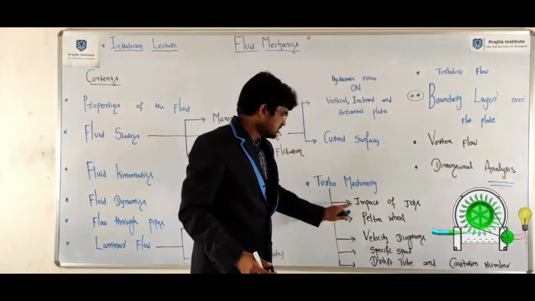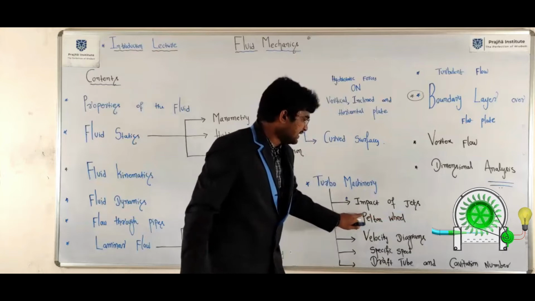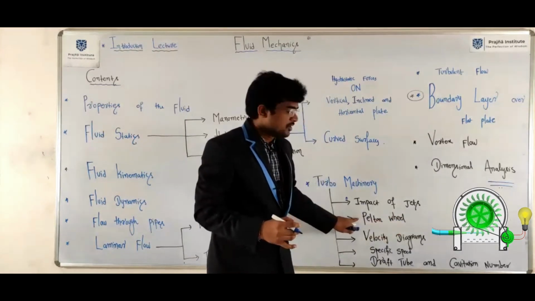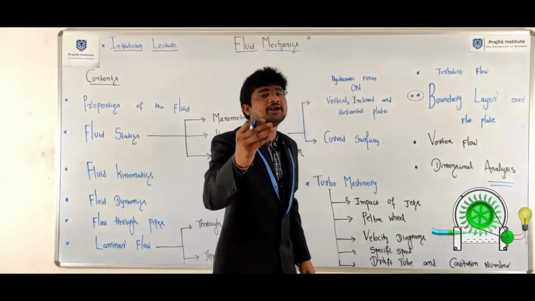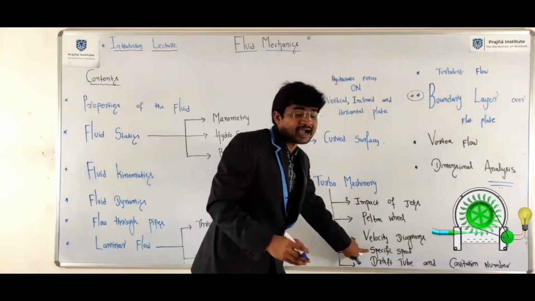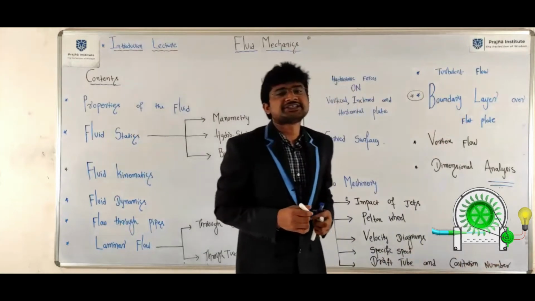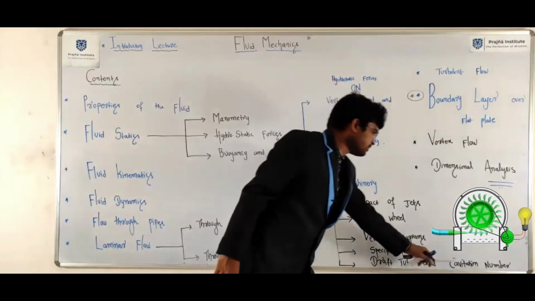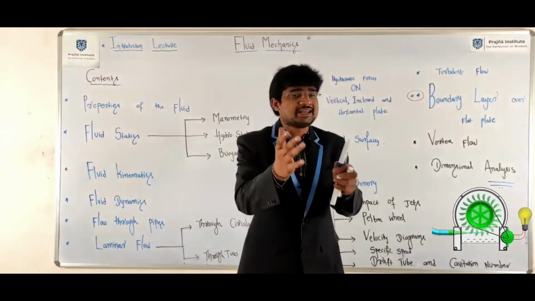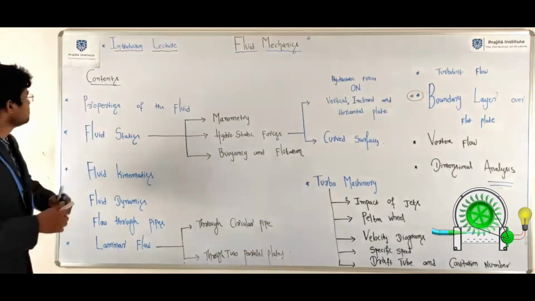In this, you should become an expert in impact of jets, Pelton wheel, how to draw velocity diagrams for Pelton wheel, Francis, Kaplan, and propeller turbine. Next, specific speed, concept of specific speed, draft tube, finally cavitation number. Total vapor pressure concept will come to explain cavitation and finally cavitation number. First, let us discuss one by one in detail.